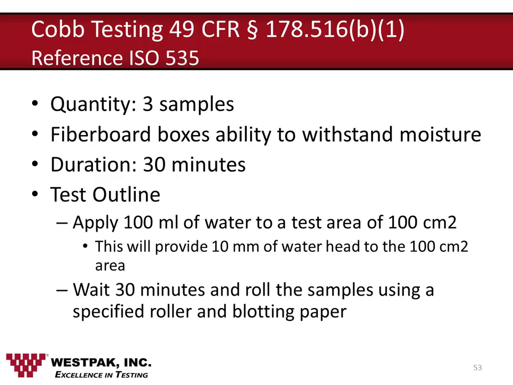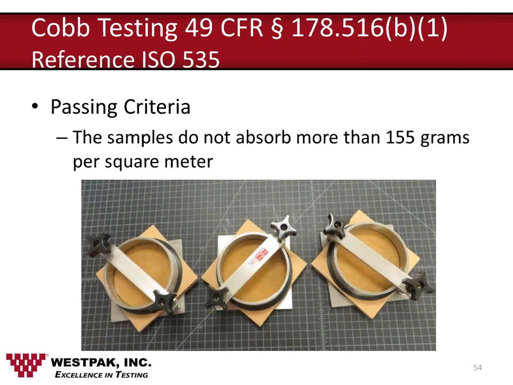And this test outline is that you simply apply 100 milliliters of water to a test area of 100 centimeters squared. And this will provide 10 millimeters of water of head to the 100 centimeter square area. You wait 30 minutes and you roll the samples using specified roller and blotting paper. And here's a photograph of this test setup right here. So 3 samples, and it just has water, and it's being tested.